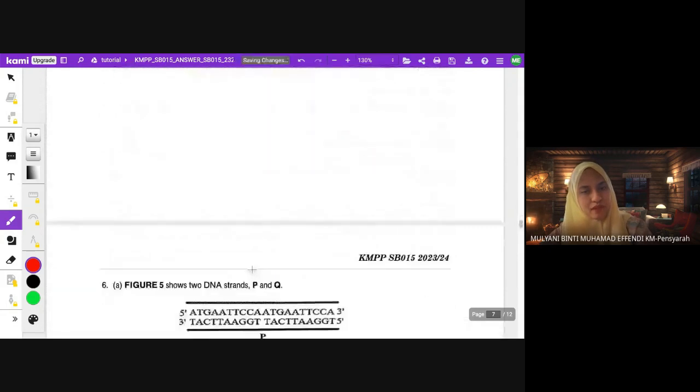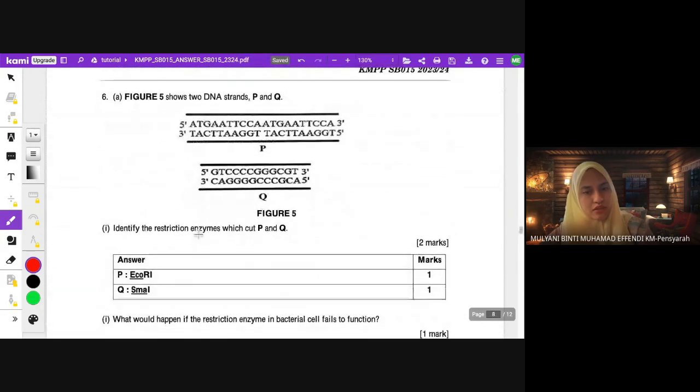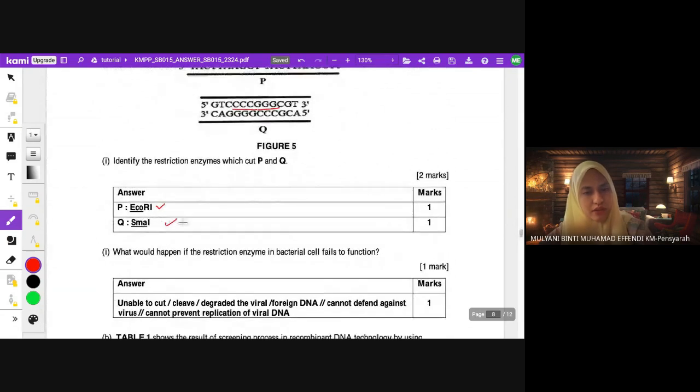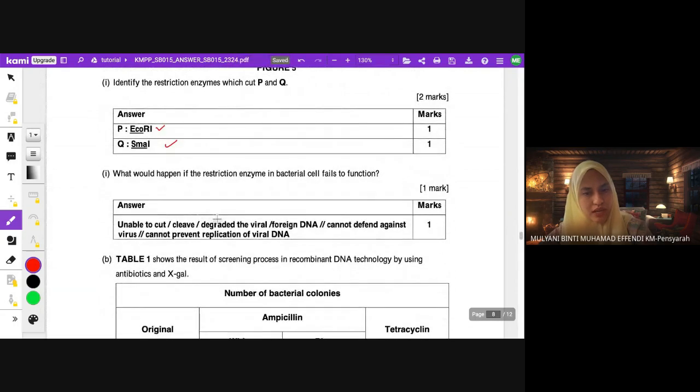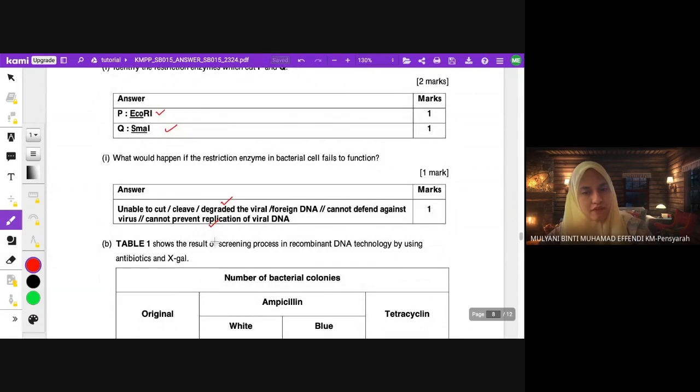Okay. So next question, identify the enzyme which cut P and Q. So P adalah EcoR1. So kita kena hafal lah sequence-nya GAATTC, GAATTC. So EcoR1 lah. So kalau yang Q pula GGGCCC, GGGCCC. Okay, so SmaI. What will happen if the enzyme in bacterial cell fails to function? So unable to cut ataupun cleave the foreign DNA. So cannot prevent the replication of foreign DNA.